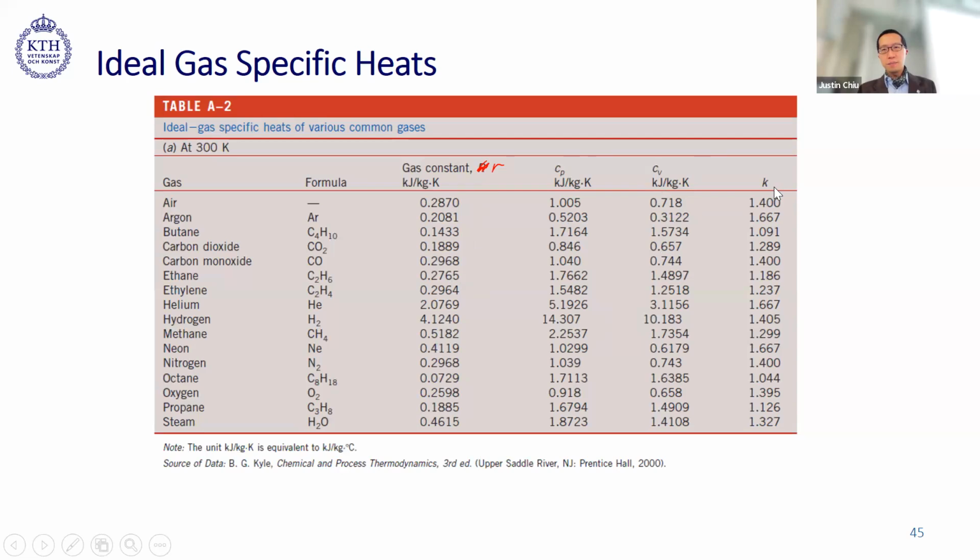And then here, this is the K value or the N value that I mentioned earlier, like PV to the power N equals constant, right? The N value is shown here. And you see that for air, which is diatomic, it is 1.4. For argon, it is 5 divided by 3. It is monoatomic. It's only one atom over there.